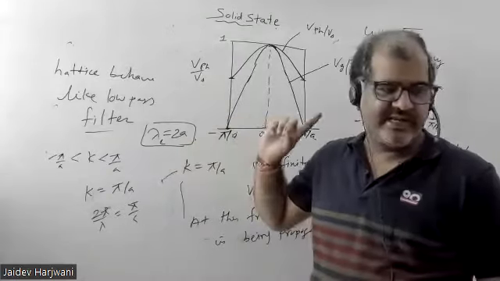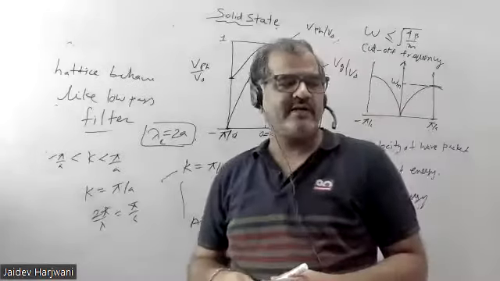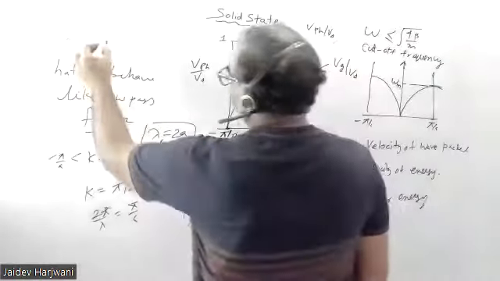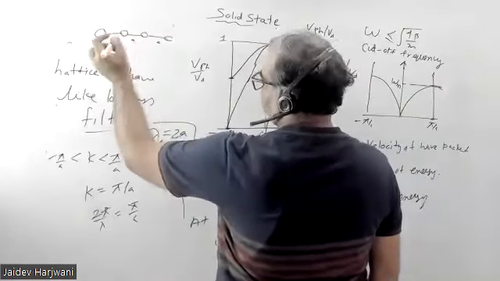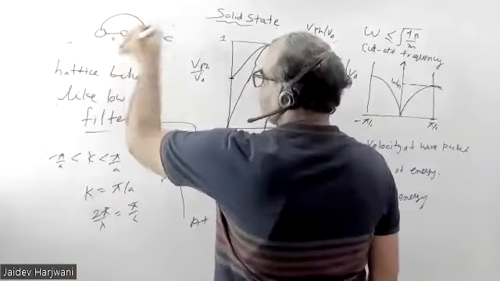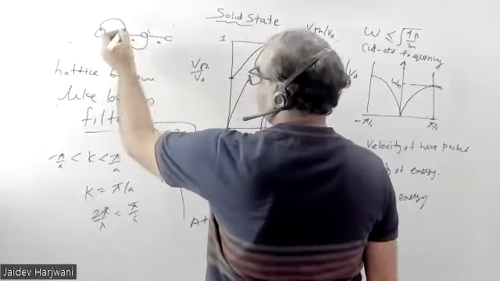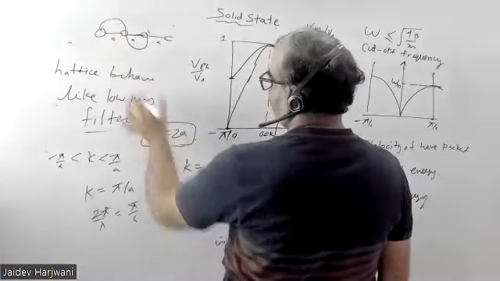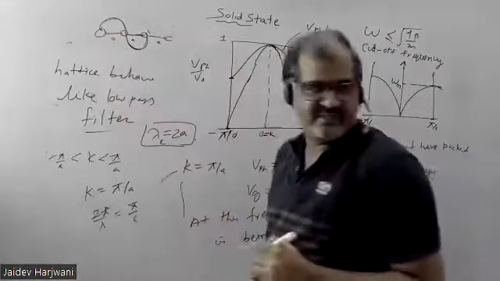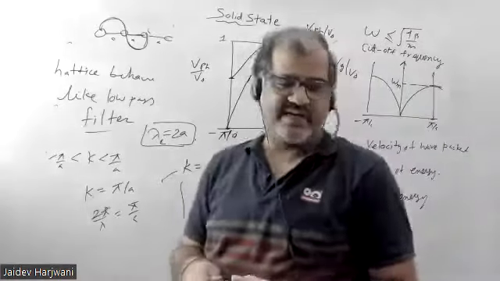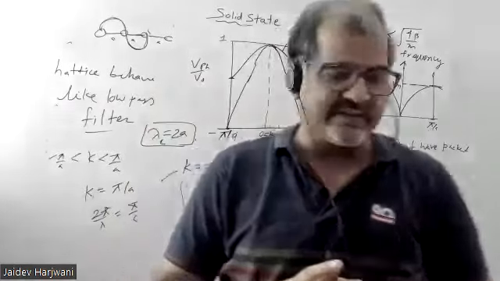Any wavelength which is smaller than this cannot propagate in your lattice. That means if you have a lattice, a crystal, with distance a, the minimum wavelength should be lambda equal to 2a. A wavelength smaller than this cannot propagate. Any mode which has a lesser wavelength than this cannot propagate in the crystal. I hope you are understanding what I'm saying.